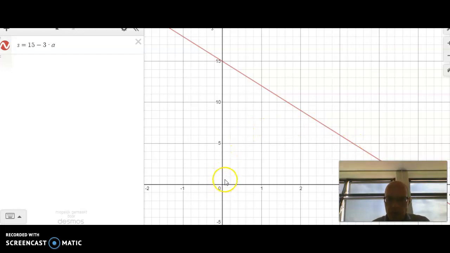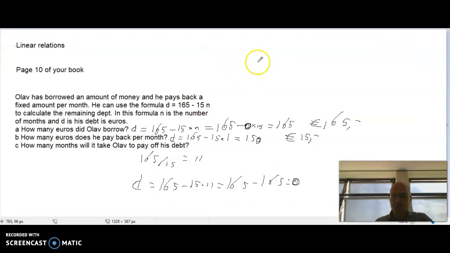And you can also see that when the horizontal axis is 0, it has a certain value. It's 15 over here, and that's called the starting value. And so it intersects the vertical axis at that point, at 0, 15. So we have two notes. First one, so notes, and that should be copied as well in your notebook.